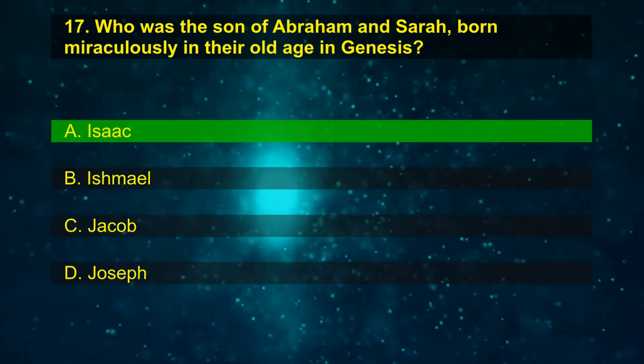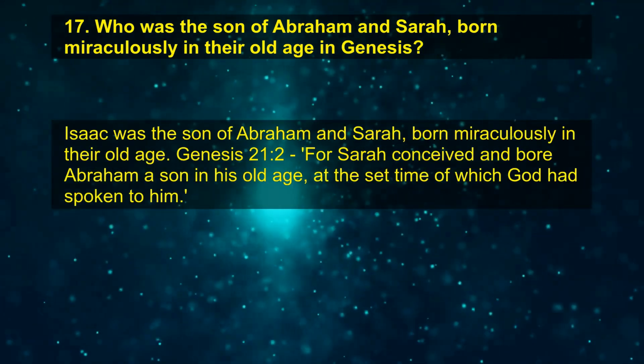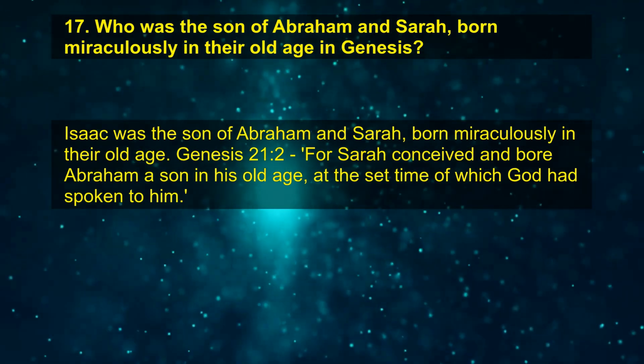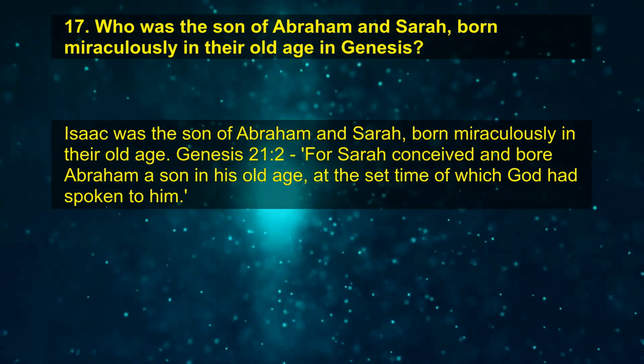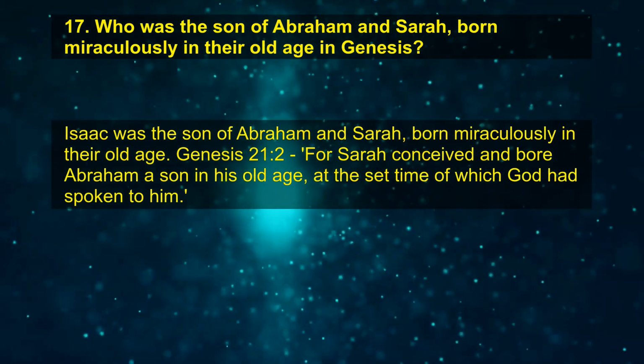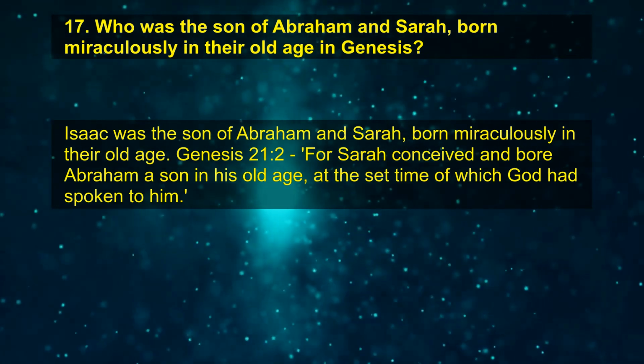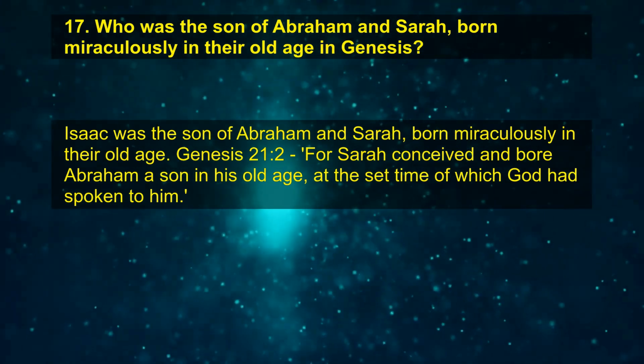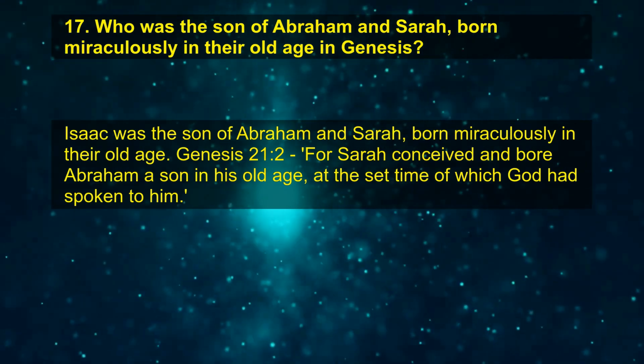Right answer is A. Isaac. Isaac was the son of Abraham and Sarah, born miraculously in their old age. Genesis chapter 21 verse 2. For Sarah conceived and bore Abraham a son in his old age, at the set time of which God had spoken to him.